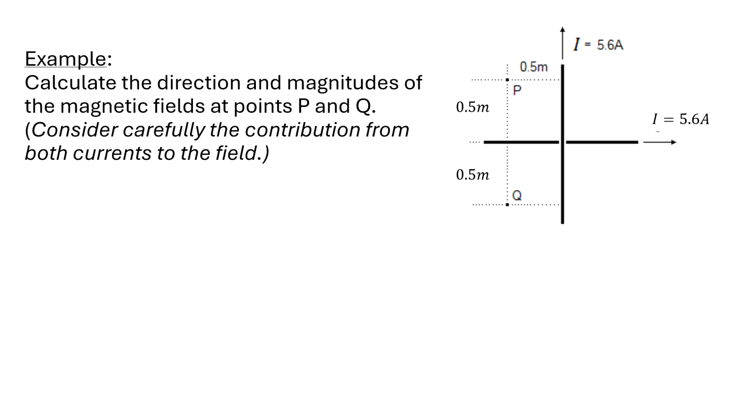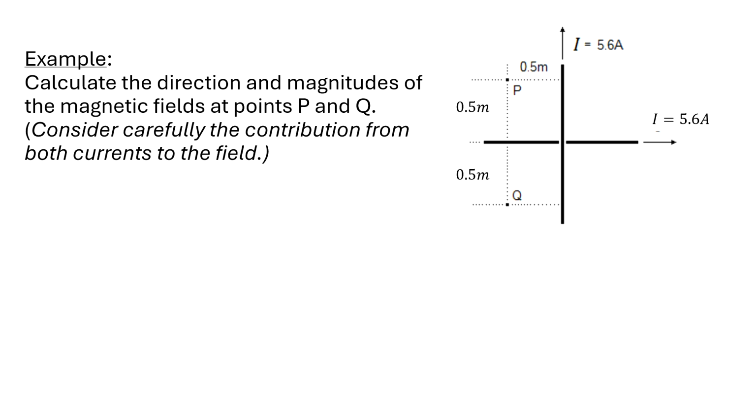Usually that means that it cuts down on the amount of math that we're doing, and instead we're focusing on the physics of what's going on here. So let's get to reading here. Calculate the direction and magnitudes of the magnetic fields at points P and Q. Consider carefully the contribution from both currents to the field.